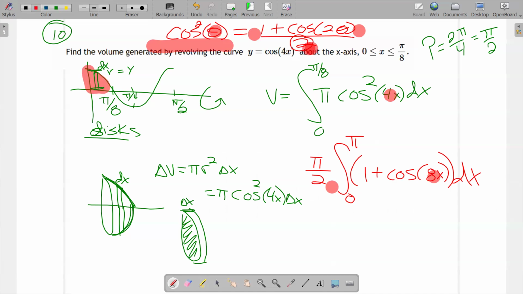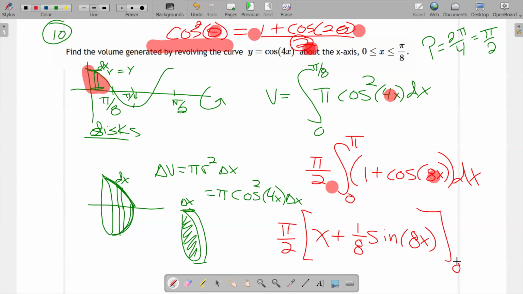Antiderivative of this, pi over 2 is just chilling out there. Antiderivative of 1 is just x. Antiderivative of cosine is the sine. And then since it's an antiderivative, instead of multiplying by the 8, we divide by the 8 or multiply by 1/8. And then evaluate this from 0 to pi.